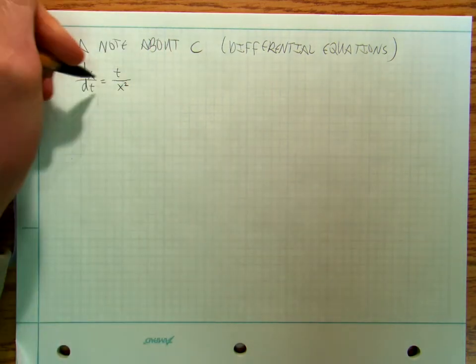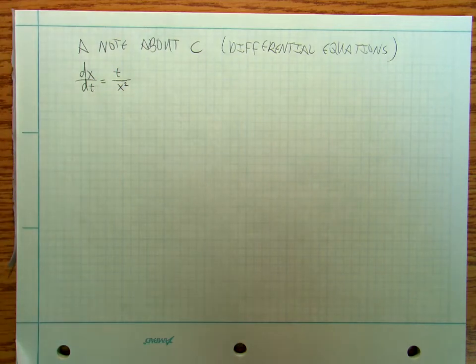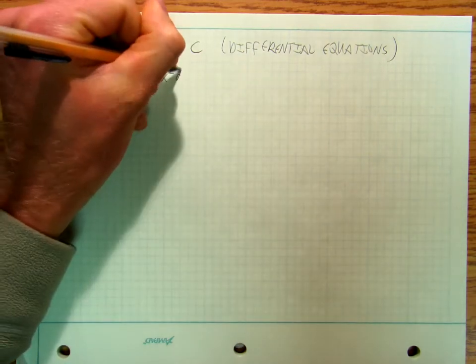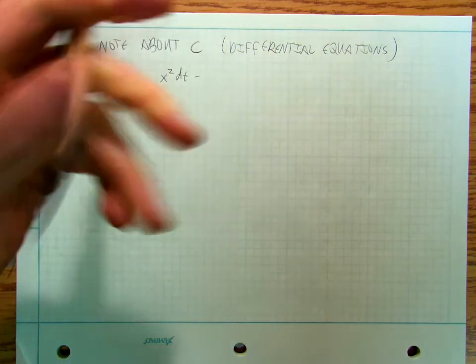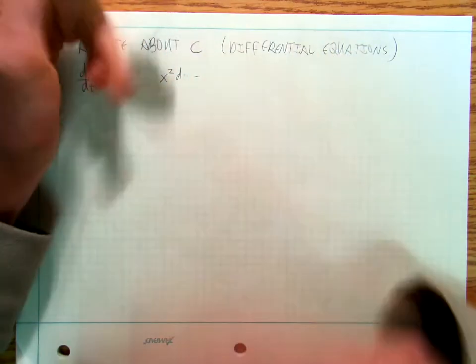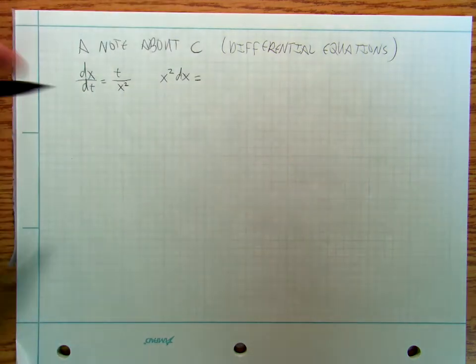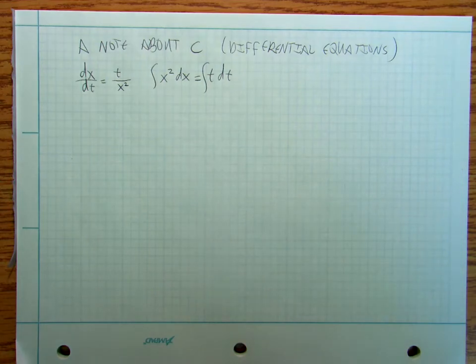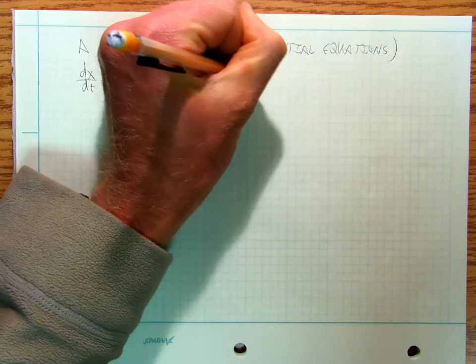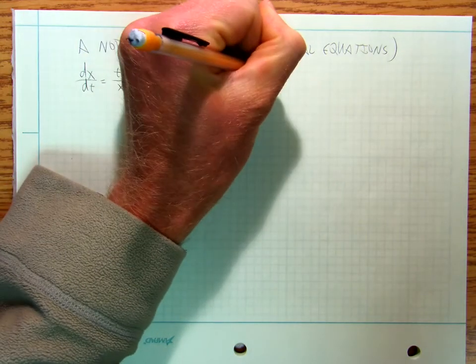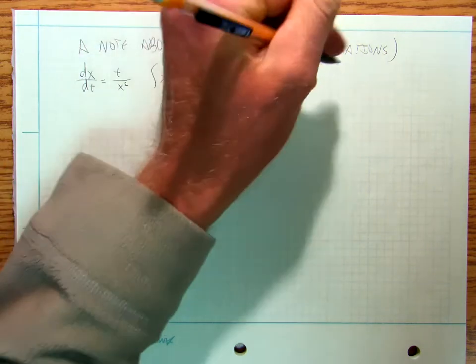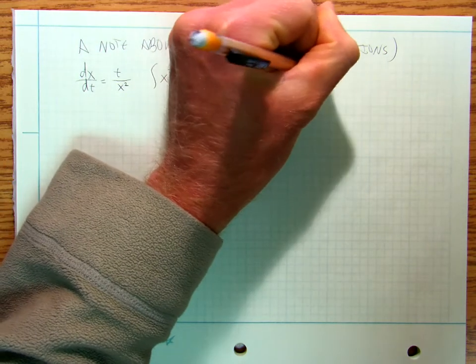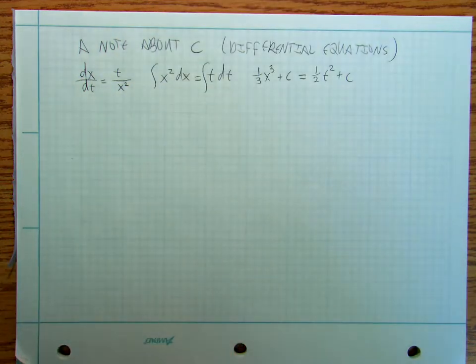Just like we said, the first thing we're going to do is get all the x's on one side and all the t's on the other side. So we're going to get x squared dx is equal to t dt. Then we're going to take the integral of both sides, because anything we do to one side we can do to the other side. So we're going to get 1/3 x cubed plus c equals 1/2 t squared plus c.